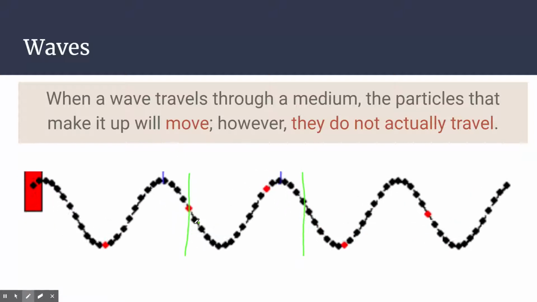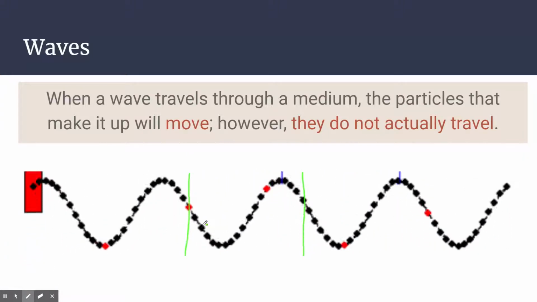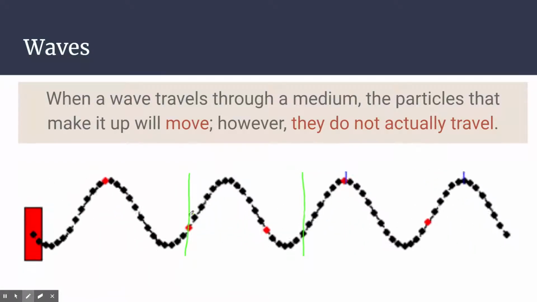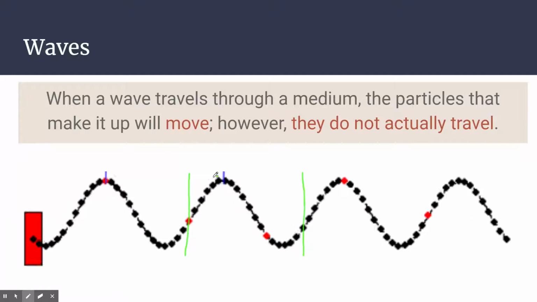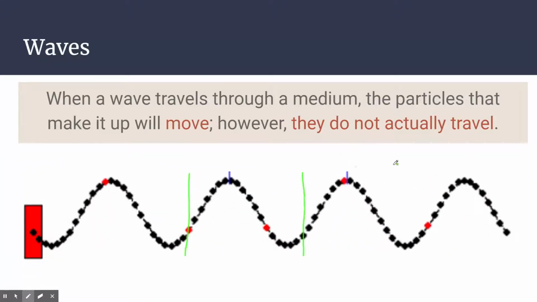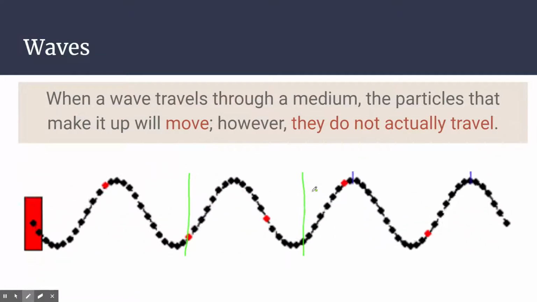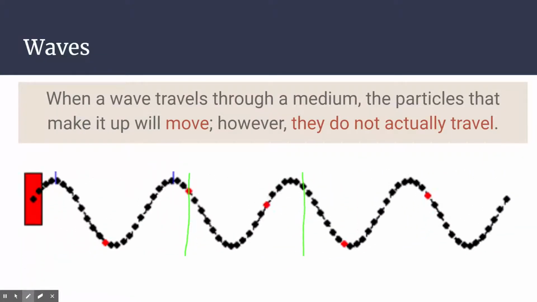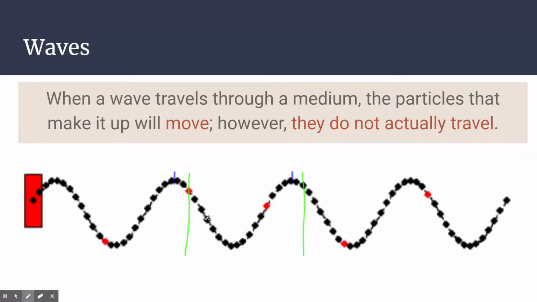These particles are moving, but they are not traveling. We can, however, see that something is traveling. If you watch these little blue tick marks, they're definitely traveling from left to right. They start at the left and they move all the way to the right. That, however, is not matter. It's energy. Energy travels from one point to another. The matter, though, is only moving in place.